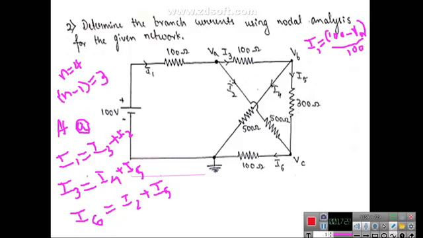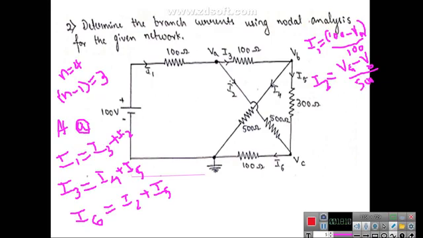Similarly, what is the expression for I2? The current is flowing from higher potential to lower potential, so I2 is equal to VA minus VB divided by 500. So that is your equation for I2.